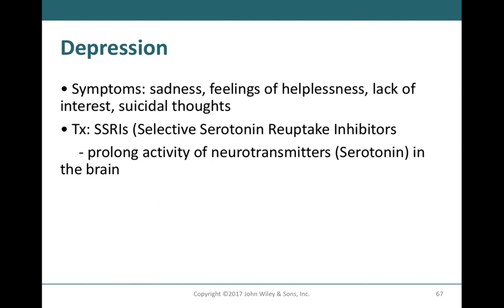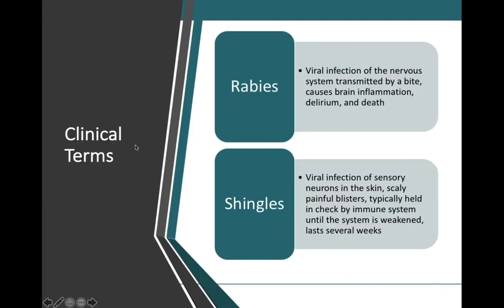Now, there are other classes of drugs that can be used to treat depression as well, but this is one of our first-line treatments. Now, lastly, for our conditions in Chapter 12 are two viral infections. These two viral infections are rabies and shingles. Now, I'm going to leave these two conditions for you all to self-study, and to look at in your books.